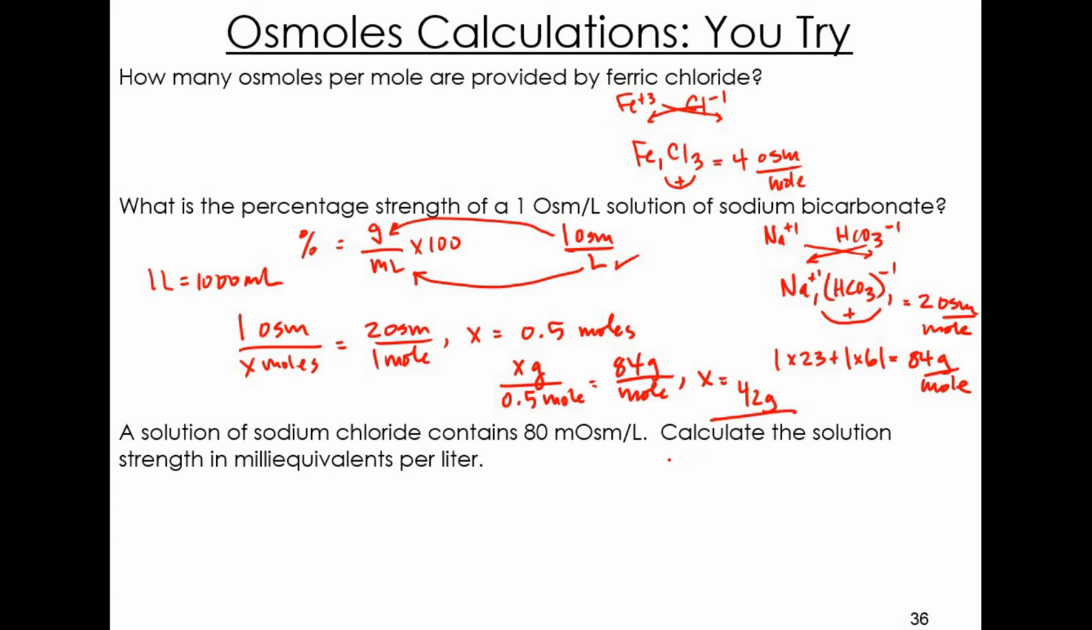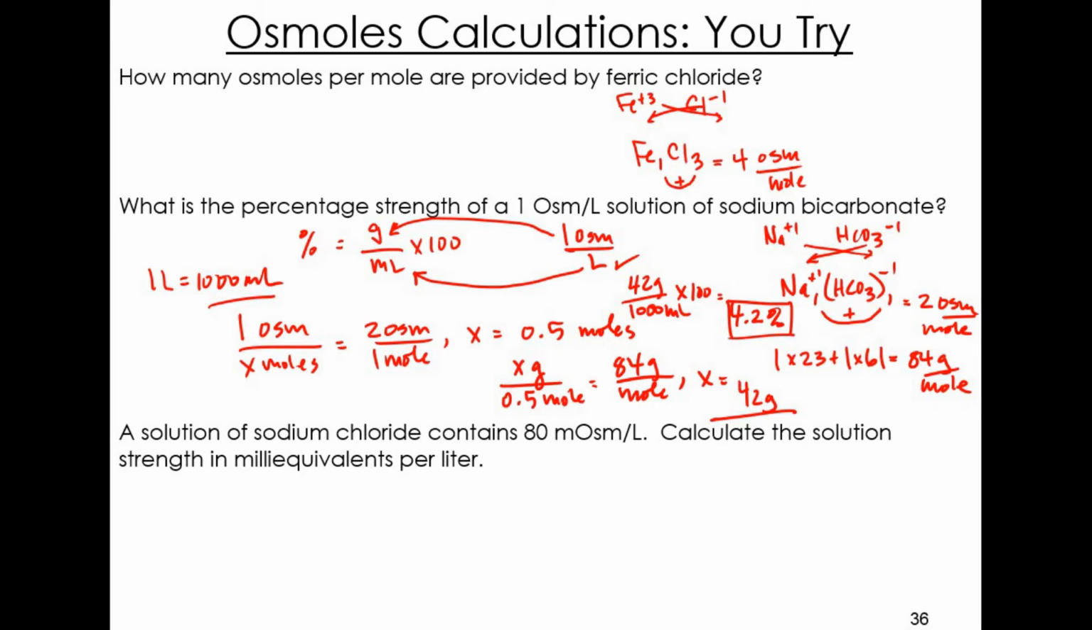All right, so we have number of grams, we have number of milliliters, and so we just have to calculate the percentage now. So 42 grams over 1,000 milliliters times 100. We divide that through, and we get 4.2%. 4.2% is the percentage strength of the 1 osmole per liter solution of sodium bicarbonate.